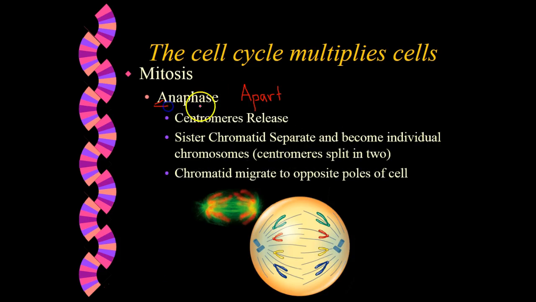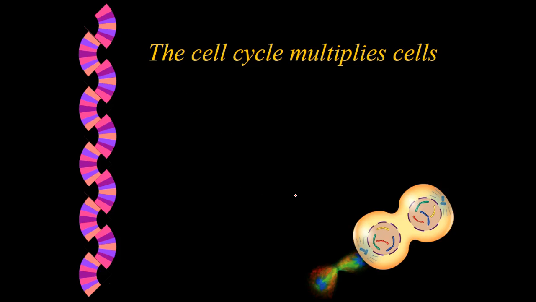Anaphase, A, and apart. So centromeres are going to release. Remember, the centromere is the point at which these sister chromatids are holding each other. And so because the centromeres release each other, the sister chromatids are separated and become individual unduplicated chromosomes. And because they have been pulled apart, they are going to be pulled towards the poles, towards the centriole, so that eventually we have a lot of room right here in the middle to divide the cytoplasm during cytokinesis.